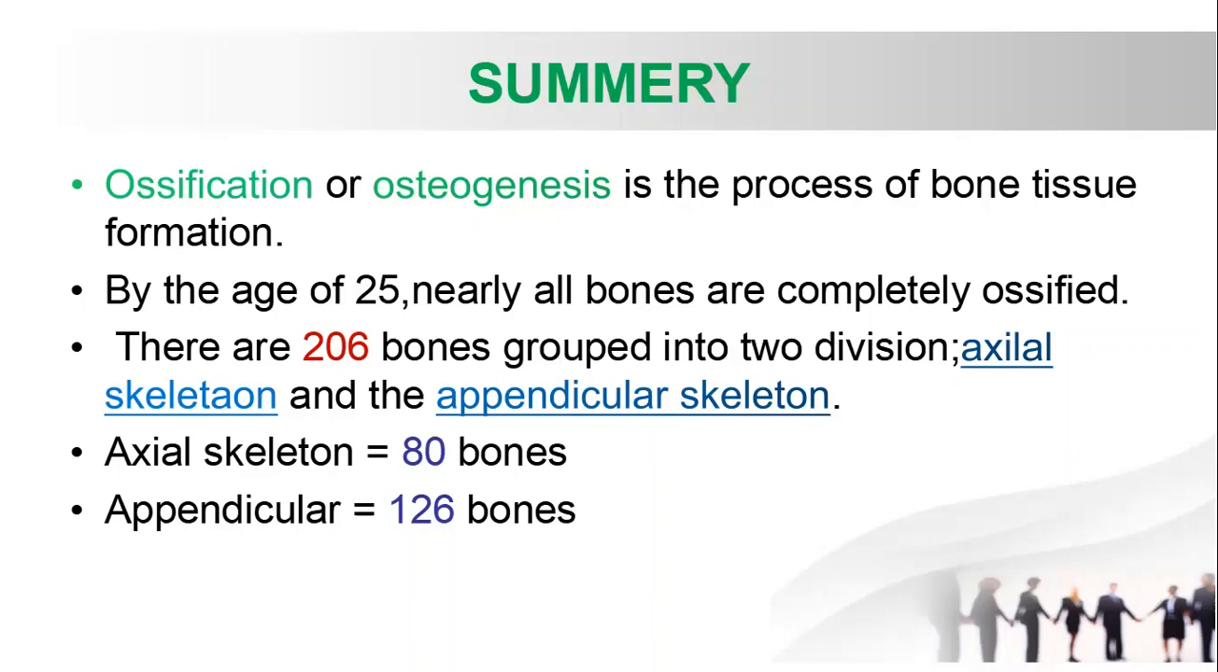There are 206 bones grouped into two divisions, the axial skeleton and the appendicular skeleton. This is just a grouping of bone, which sums up to 206 in number. The axial skeleton consists of 80 bones, while the appendicular skeleton consists of 126 bones. That brings the number to 206 bones of the body.